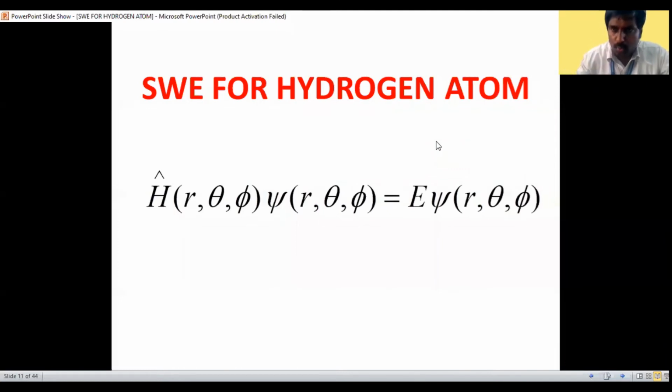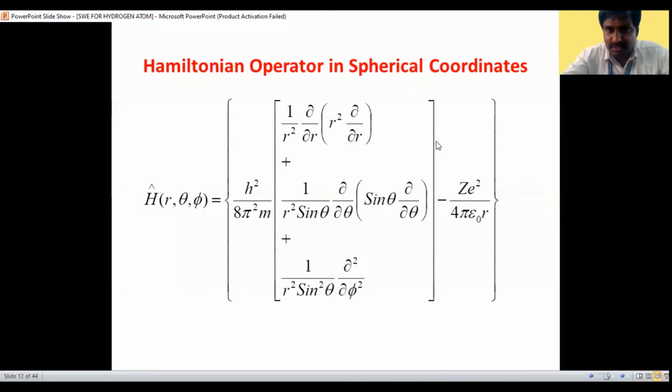Now what is this H cap? H cap of r, theta and phi is the lengthiest thing. For a one-dimensional box, it is very, very simple. Instead of this term, we write dou square psi by dou x square, with h square by 8 pi square m. For one dimension, dou square psi by dou x square, and minus a potential energy. This entire term tells us the kinetic energy, and this term is the potential energy.